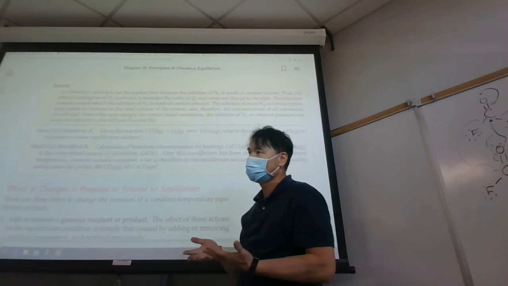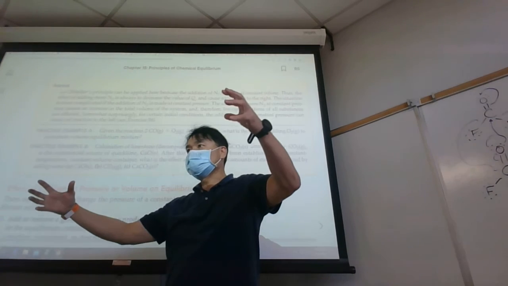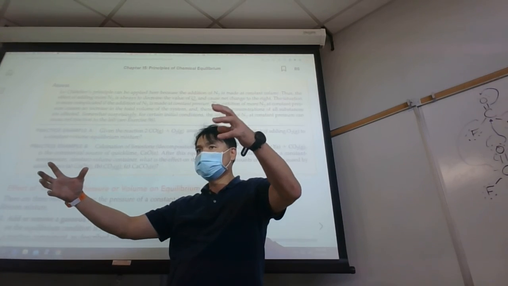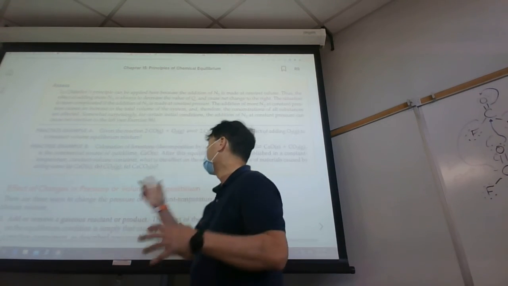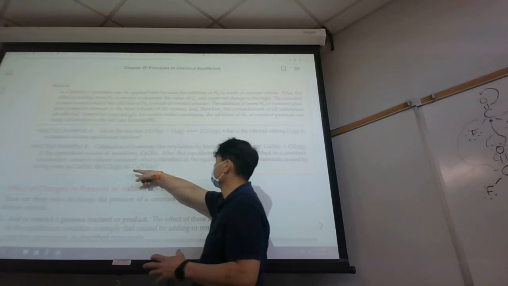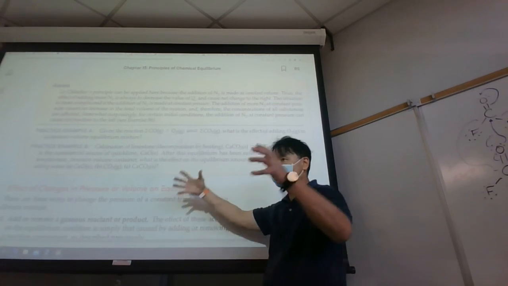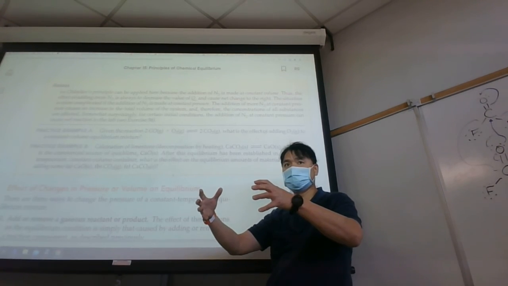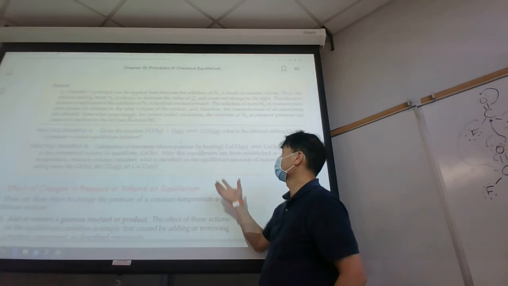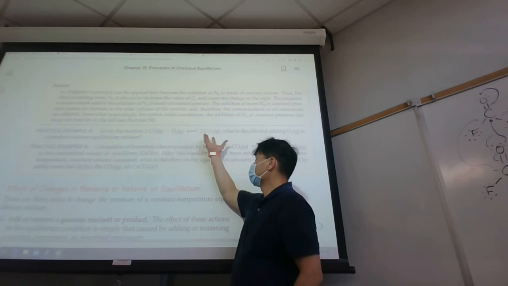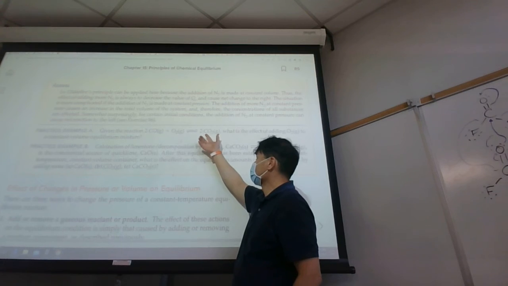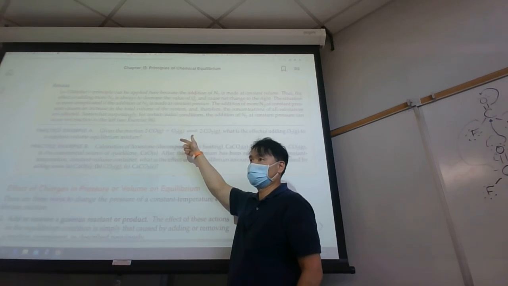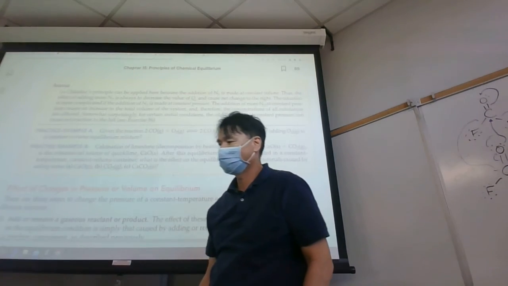But there's another way of increasing the total pressure: if I squeeze the volume down or add more CO2. If I add more CO2, the pressure can go up, or if I squeeze the volume down, the pressure can go up. And so if I increase the pressure of this by changing the volume or adding more CO2, it's going to shift it left. Okay.